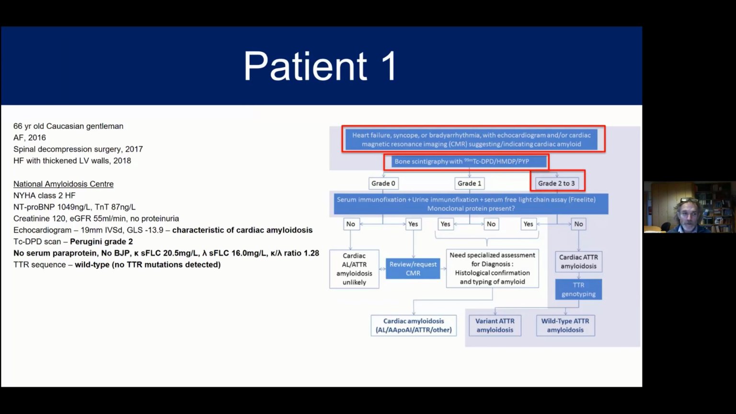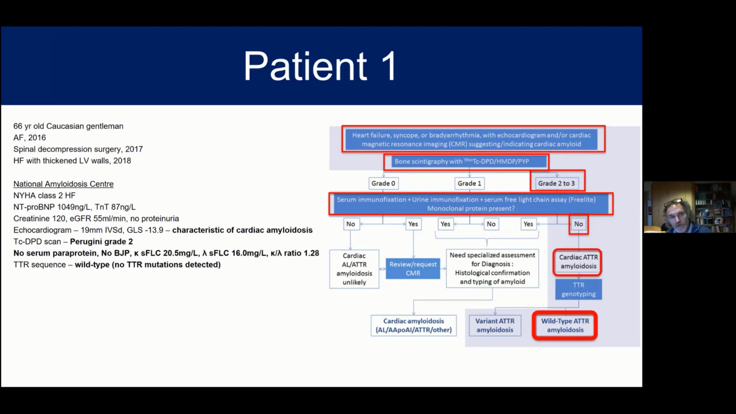We then did 3 tests to exclude the presence of a monoclonal gammopathy or a subtle plasma cell dyscrasia: serum immunofixation, urine immunofixation, and the serum free light chain, all of which were normal in his case, no evidence of a plasma cell dyscrasia. And on that basis alone, we were able to establish the diagnosis of cardiac ATTR amyloidosis. And following genotyping, we were able to make a firm diagnosis of wild-type ATTR amyloidosis.